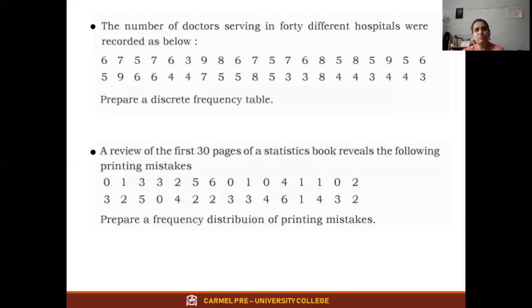And next column, you'll put tally mark. And next column, in the frequency column, you will put number of hospitals. So number of hospitals, you will write after calculating the tally. Total of the number of hospitals, how much you must get? 40. You must get 40. No class intervals. Next one also no class intervals. So what are the numbers? 0, 1, 2, 3, 4, 5, 6.